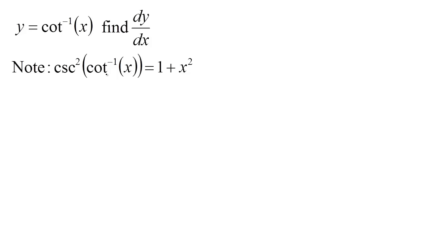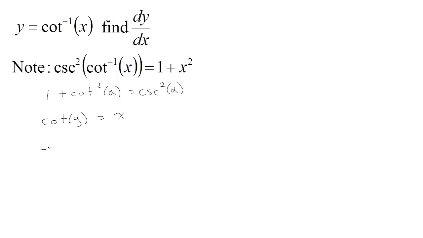The cosecant squared of the cotangent inverse is 1 plus x squared. It comes again from that identity that 1 plus the cotangent squared of alpha is equal to the cosecant squared of alpha. You can show using this identity that this is going to have to be true. Okay, so knowing that, if y is the arc cotangent of x, we know that y is the angle whose cotangent is x. We take the derivative of both sides with respect to x.